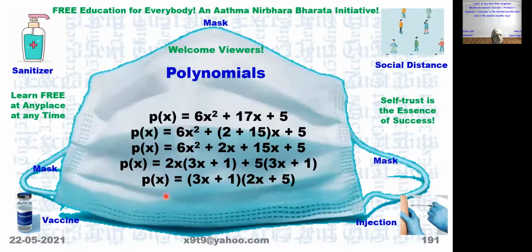So this means the given quadratic polynomial 6x² + 17x + 5 is factorized in the form p(x) = (3x + 1)(2x + 5), which are the two linear factors of the given polynomial.